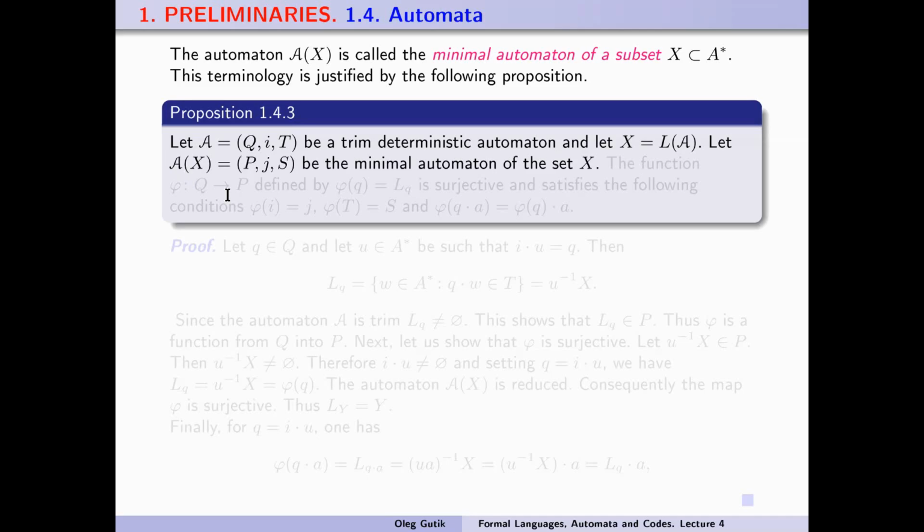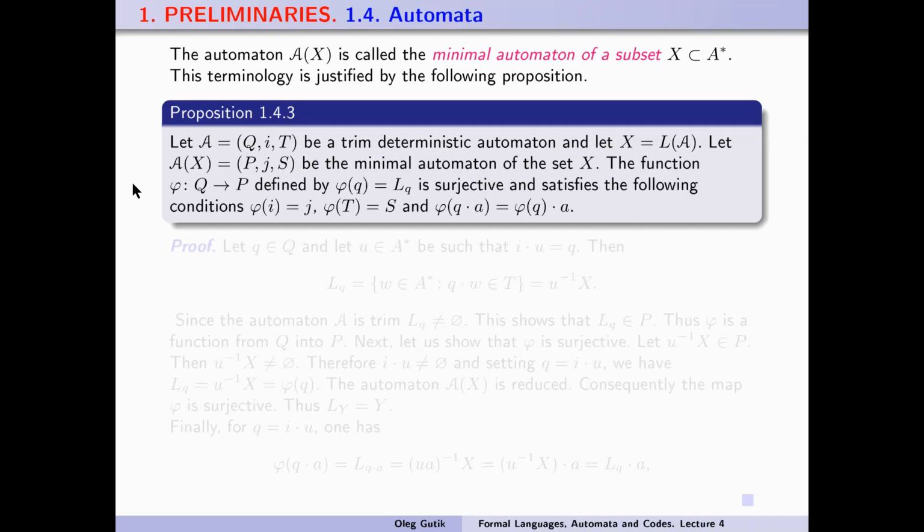Let A(X) be a minimal automaton with states P, initial state J, and terminal state S. This automaton is the minimal automaton of the set X. The function phi from Q to P defined by phi of Q equals L_Q is surjective and satisfies the following condition: phi of I is equal to J, phi of T is equal to S, and phi of Q multiply A is equal to phi of Q multiply A.